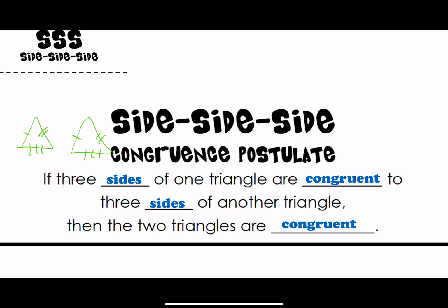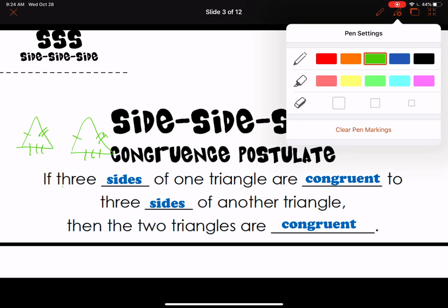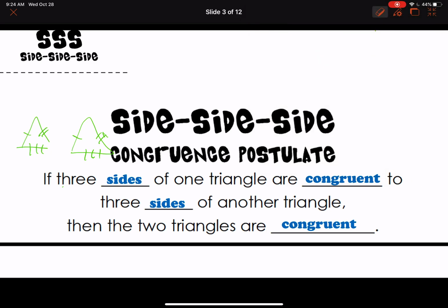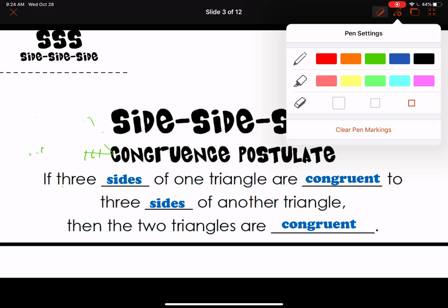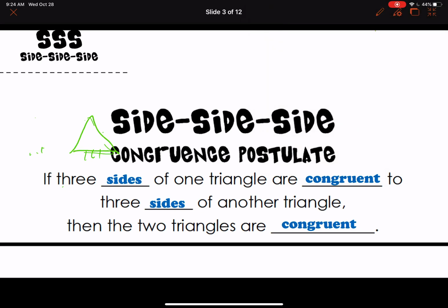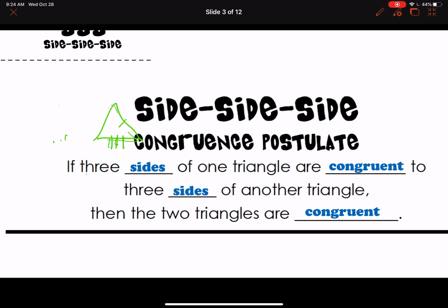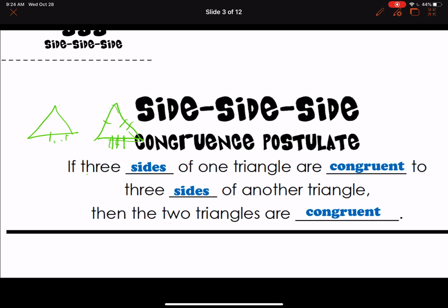They won't always be where it matches completely, but here. Okay, there we go. As long as you have three sides that are congruent, then it's a side, side, side.